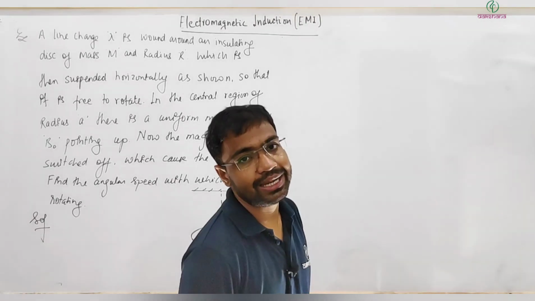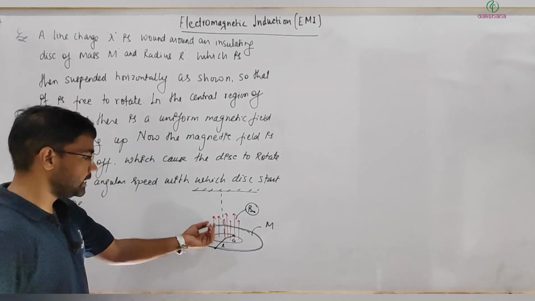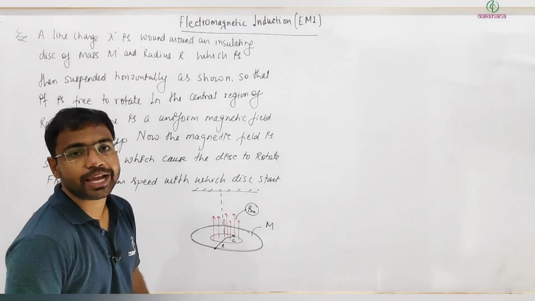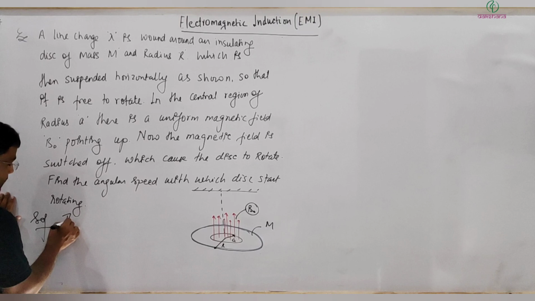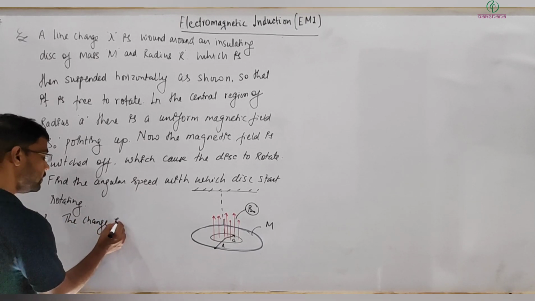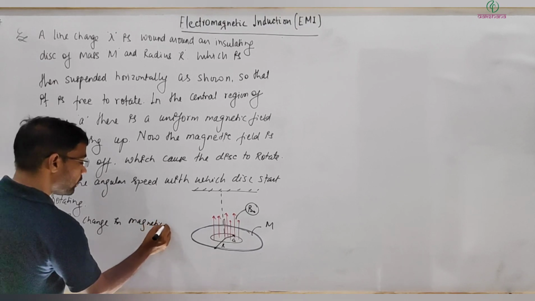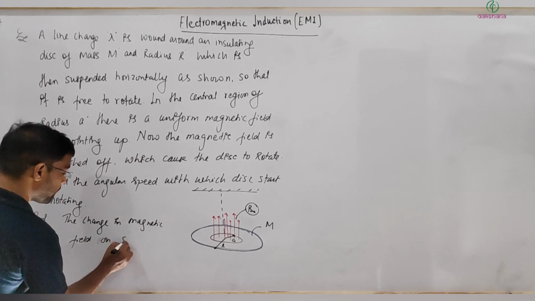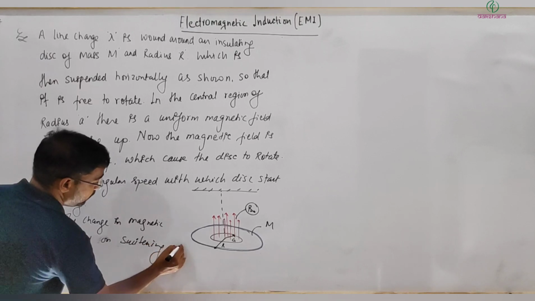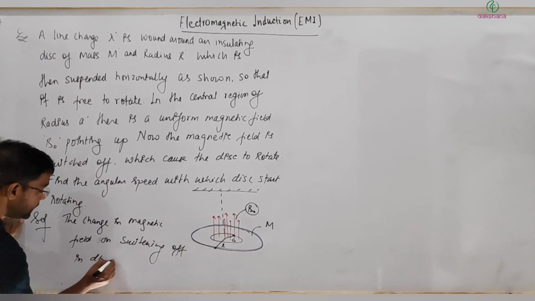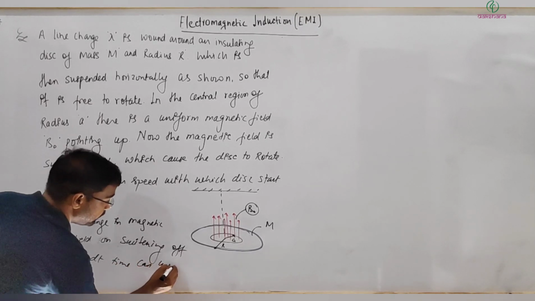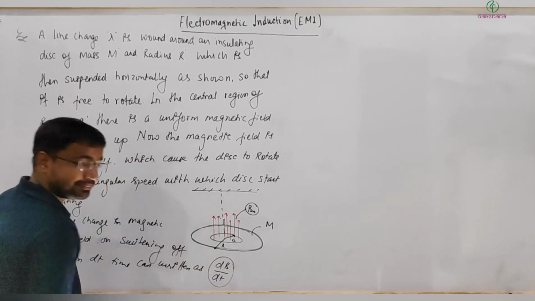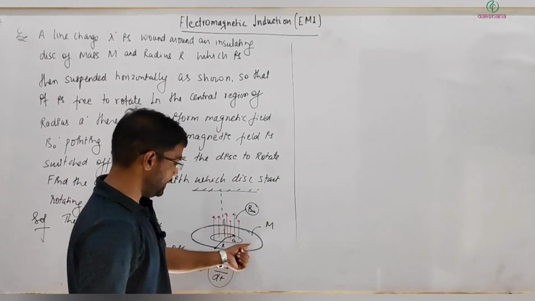The next question is, we need to find that angular speed. Okay, so let me write. Once the magnetic field is switched off, it will be changing in some time, is it? So let's say the change in magnetic field on switching off in dt time can be written or expressed as dB by dt, right? All right, the charge density is lambda.